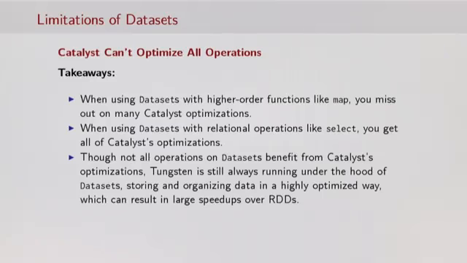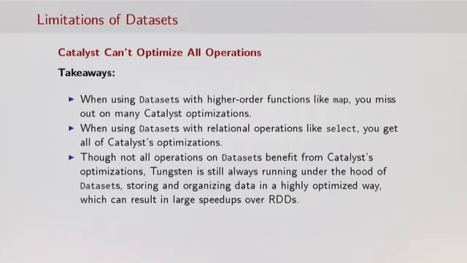And of course, you don't miss out on every possible optimization. You just miss out on some important ones. So the key takeaway here is that when you use datasets with higher-order functions like map, you end up missing out on many optimizations that Catalyst does for DataFrames. So that's something to keep in mind. This is why sometimes datasets are slower than DataFrames. However, that doesn't mean that every operation on a dataset doesn't get these wonderful optimizations from Catalyst. If you choose relational operations like select or the relational filters or any of these operations, then you get all of Catalyst's optimizations on datasets. So it really depends on the operations that you're doing on datasets, whether or not you get the full suite of optimizations that are available.